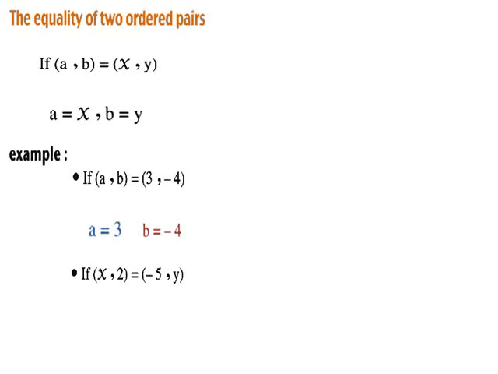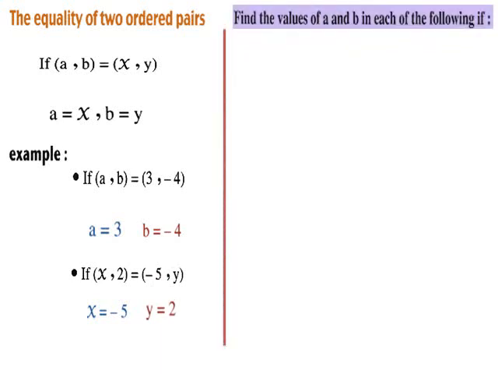What about this? If (x, 2) equals (-5, y), I will look at x in the first place in the two ordered pairs. So x is equal to what? In the first place of the other ordered pair, yes, x equals negative 5. What about y? So y equals, yes, very good. y is equal to 2.